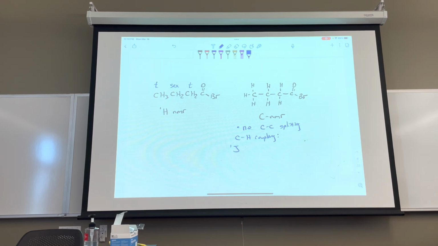So when I say a one bond coupling, if we're looking at this methyl group here, the biggest effect of splitting is going to be from the hydrogens on this carbon that are directly attached, that are one bond away. That's what this 1J represents: coupling that is one bond away. And this is a very large coupling constant, typically between 125 and 300 hertz.